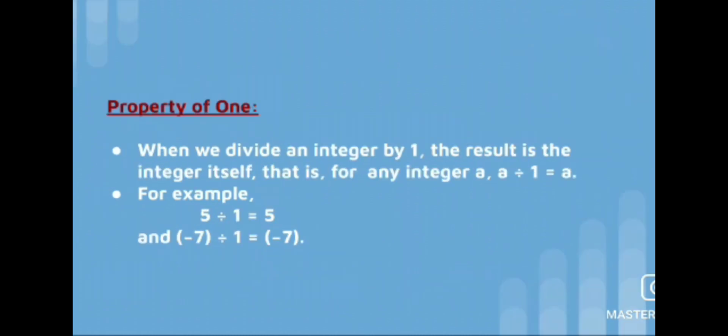Next, property of 1. When we divide an integer by 1, the result is the integer itself. That is, for any integer a, a divided by 1 is equal to a. For example, 5 divided by 1 is equal to 5. Whatever number they are giving, if you are dividing by 1, you will get the same number as the answer. That is the property of 1. One more example, minus 7 divided by 1 is equal to minus 7.